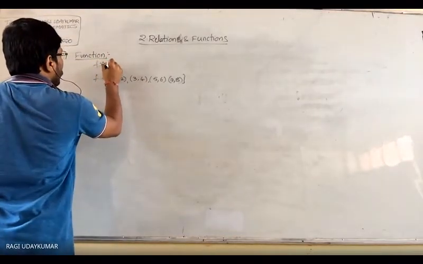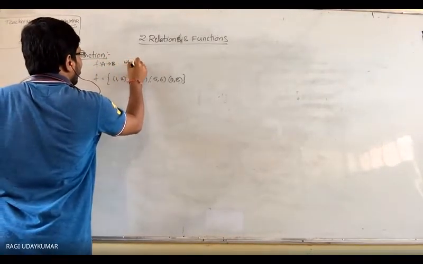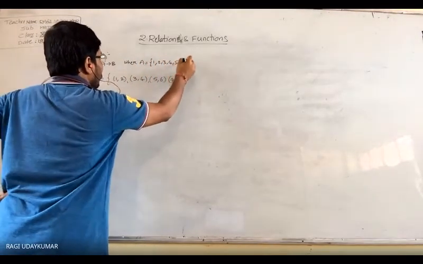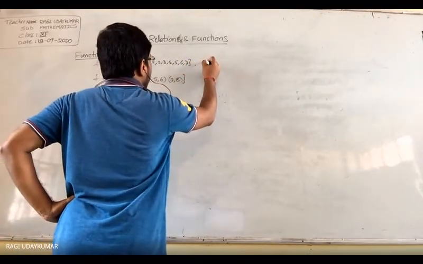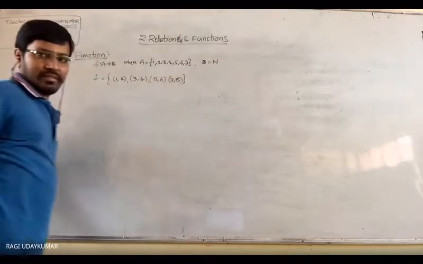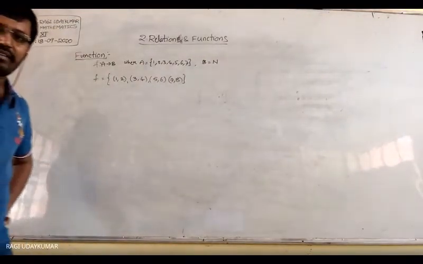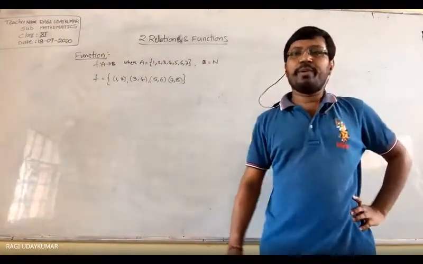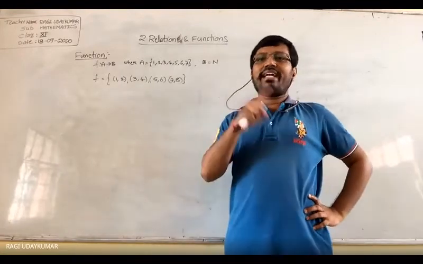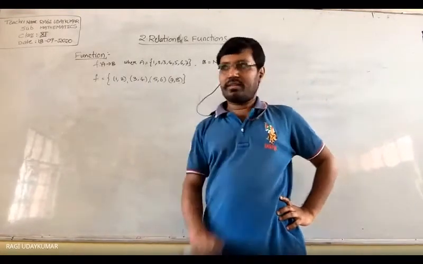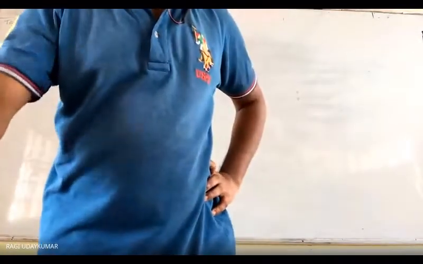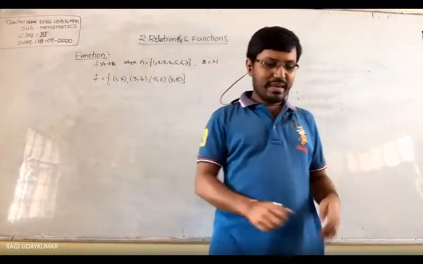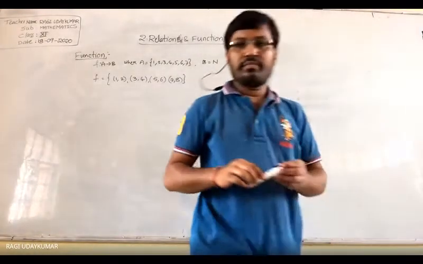F is defined from A to B, where A is equal to 1, 2, 3, 4, 5, 6, 7, and B is equal to natural numbers. Then it is not a function. I have not given what is domain and what is codomain. When a function is given to you, if domain and codomain is given, codomain doesn't matter. If the domain is given to you, then only you can say whether it is a function or not. So this is a main important point you have to remember.